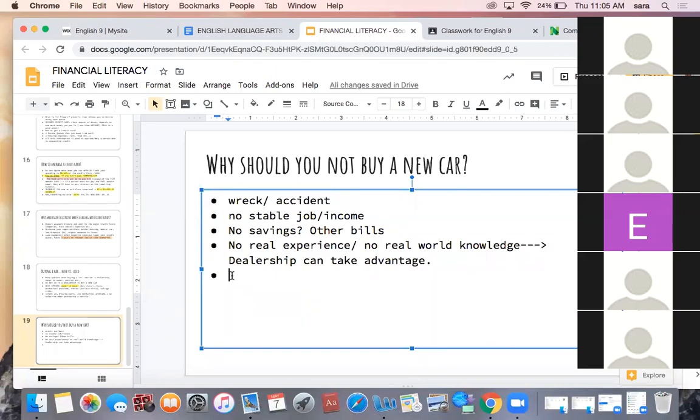So thank you, Emily. Now, this is what you're going to read, but I'm letting you know now that the biggest reason to avoid a new car is that new cars decrease in value. So what does this mean?